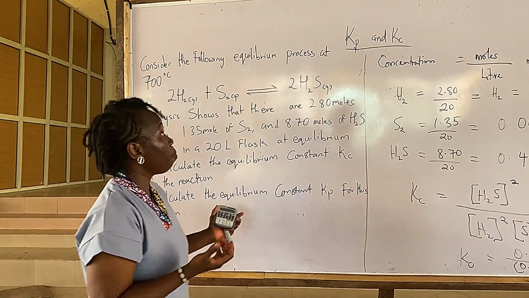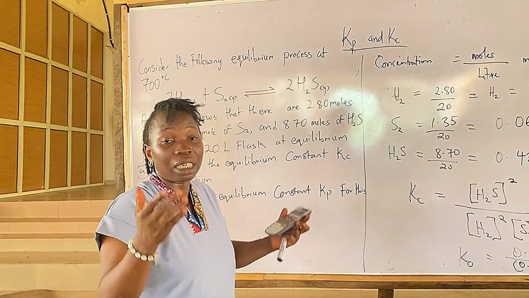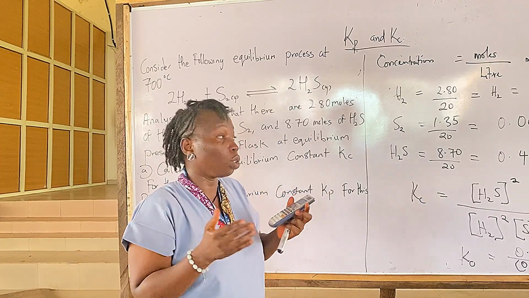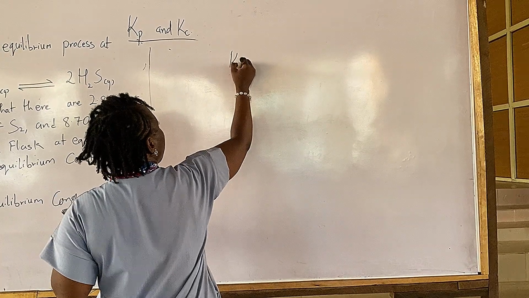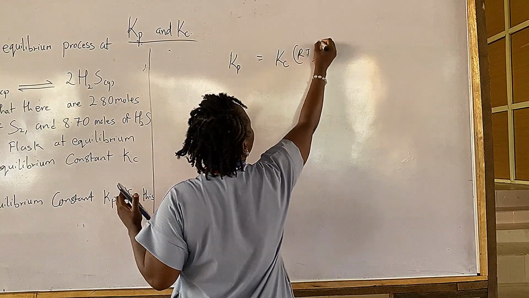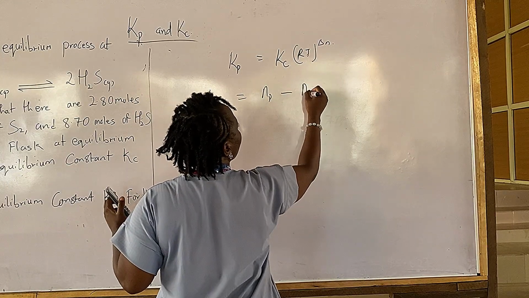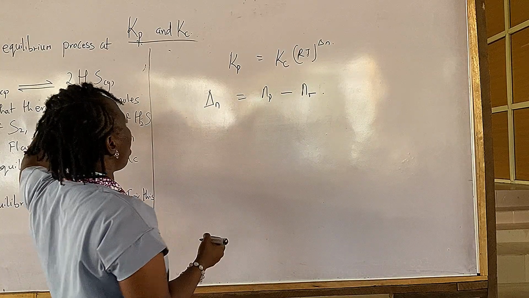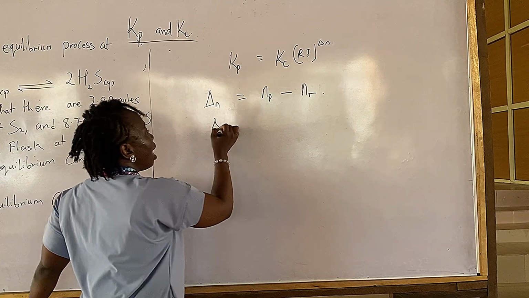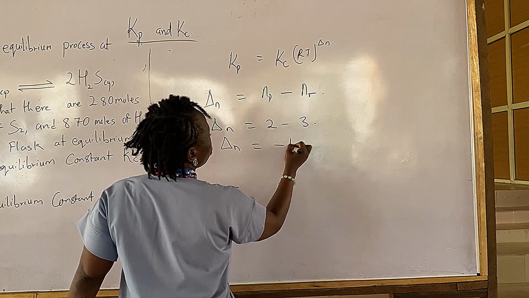The next thing is to now calculate for Kp. How do you calculate for Kp? From the relationship that we derived, Kp is equal to Kc (RT) raised to power delta N, where delta N is the moles of the product minus moles of the reactant. So Kp is equal to Kc (RT) to the delta N. What is the number of moles of product? 2. Number of moles of reactant is what? 3. So delta N is equal to 2 minus 3, which is delta N equals minus 1.